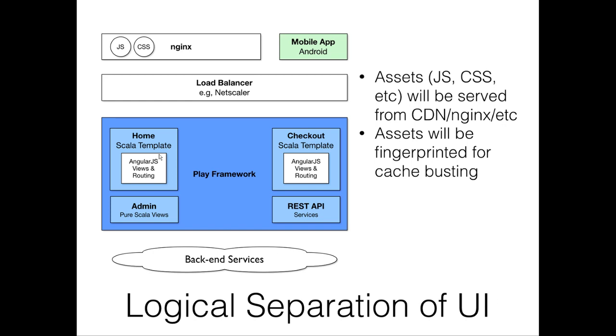With that in mind, you'll also have to figure out a cache-busting strategy, so asset fingerprinting, which I'll talk about just a tiny little bit later. But I'm super excited that this is now part of Play 2.3.